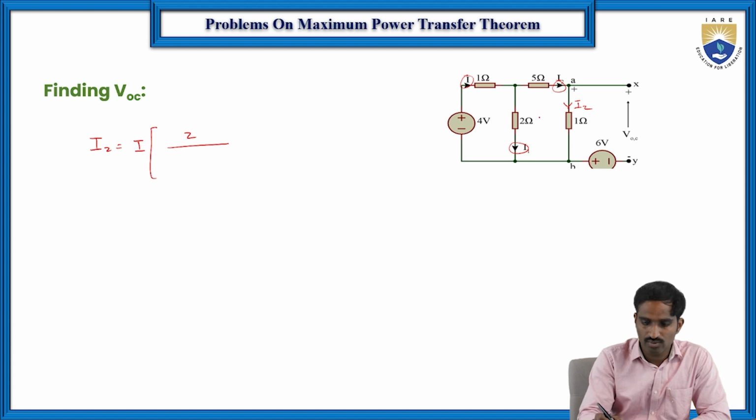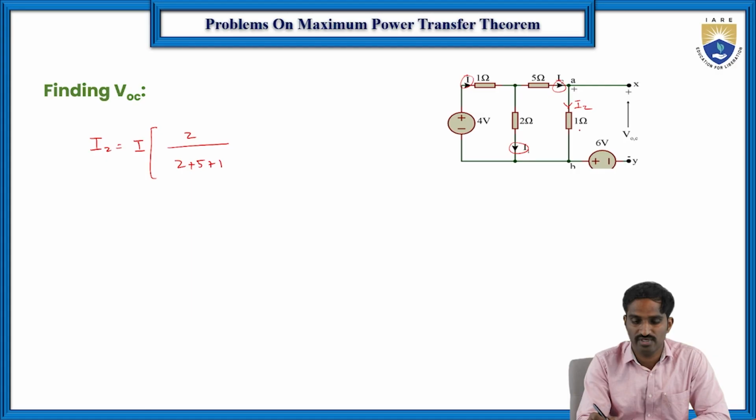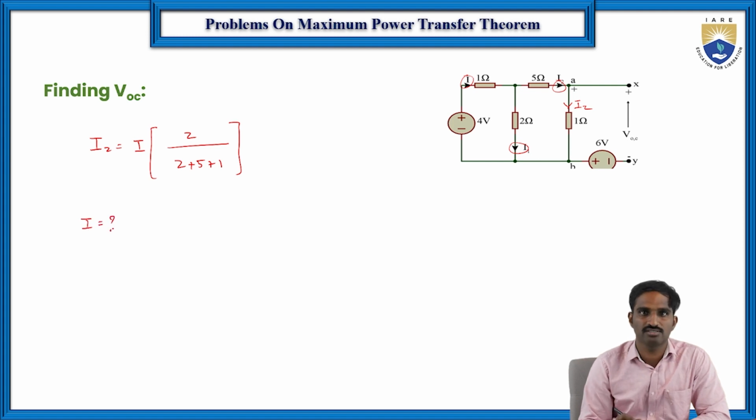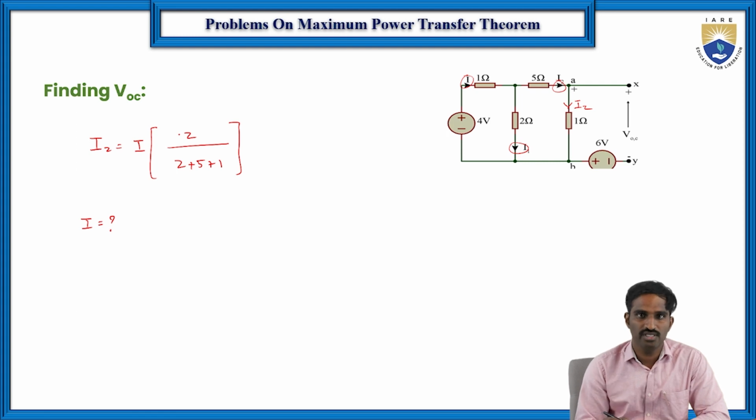Divided by the total resistance, here it is 2 plus 5 plus 1, because 5 and 1 are in series already. So now, first of all, we should find the value of I. We don't know the value of I here. If you know the value of I, then it is very easy to find the I2 value, right?